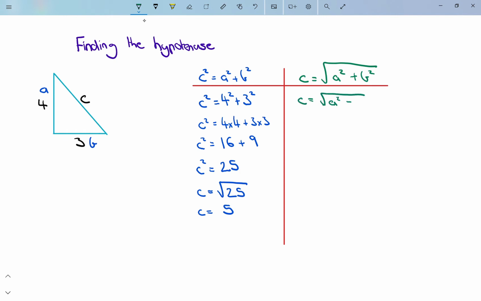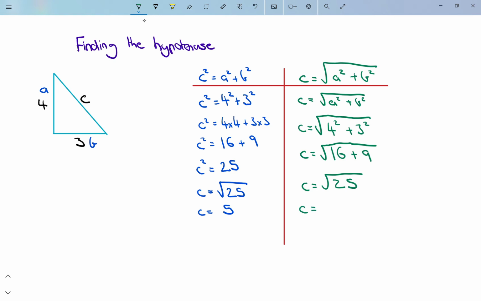Now on the other side I'm going to show you how you can just use that string to put it in your calculator. So C equals the square root of A squared plus B squared. C equals the square root of 4 squared plus 3 squared. So simplifying that, C equals the square root of 16 plus 9. And you'll see now it matches our formula below. So C equals the square root of 25. So therefore C equals 5.